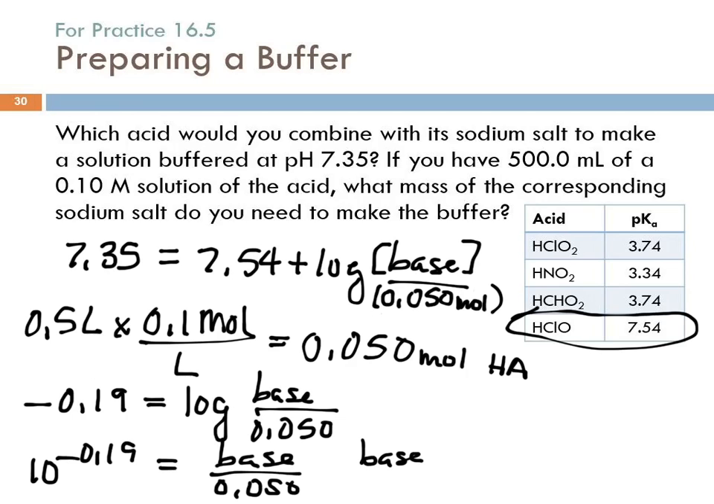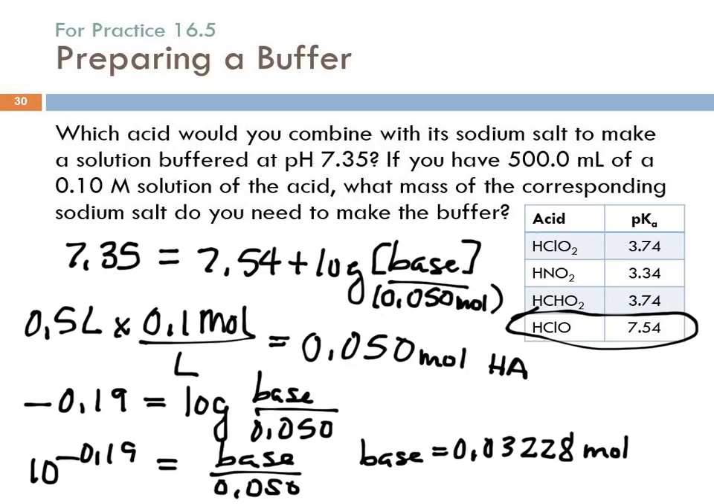So moles of base is going to be 0.05 times 10 to the minus 0.19. Sounds really weird, doesn't it? We end up with 0.03228 moles.